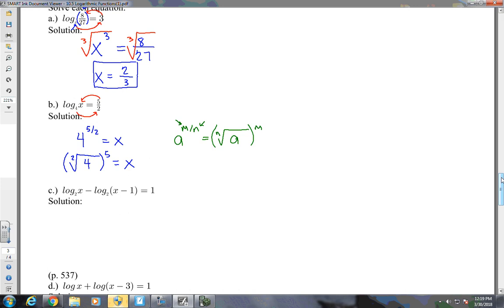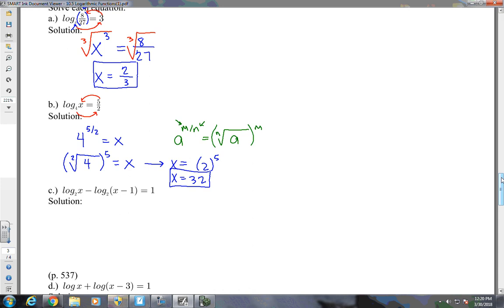So to evaluate this, we'll start on the inside. Notice we have the square root of 4 there. So the square root of 4 is 2, and then we raise that to the 5th power. 2 to the 5th power is 32. So the solution to our equation is x equals 32.